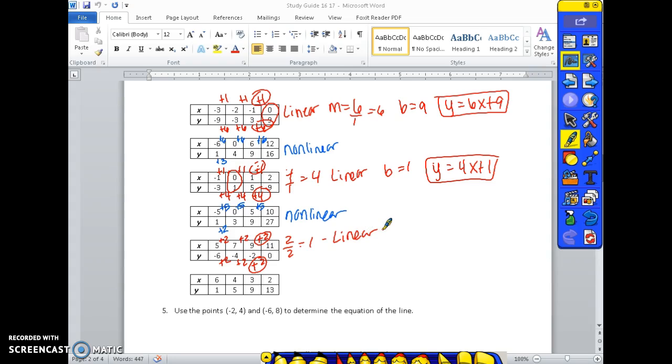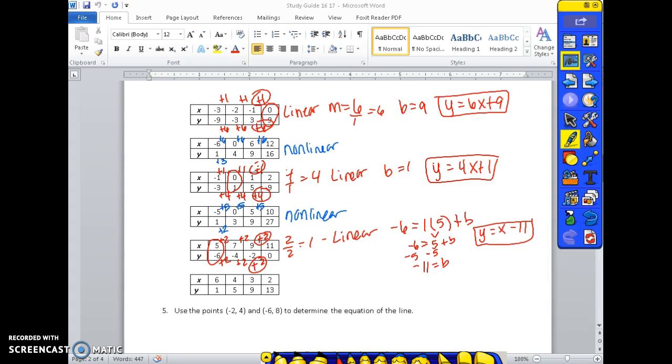Look to see if x is 0. I do not have a 0, so I'm going to have to plug in a point. I'm going to choose 5, negative 6. Negative 6 equals 1 times 5 plus b. 1 times 5 is 5. Bring everything else down. Subtract 5. And my y-intercept is negative 11. So y equals 1x, which is x, minus 11.